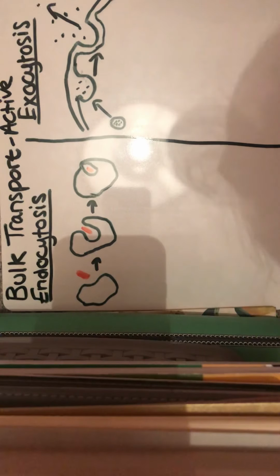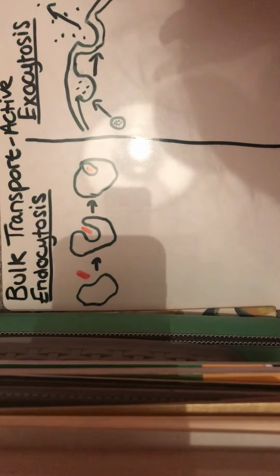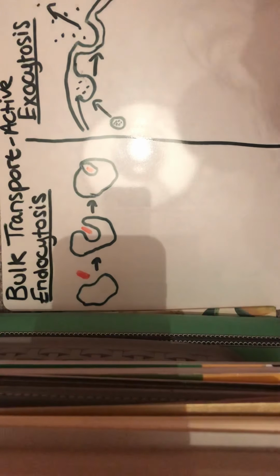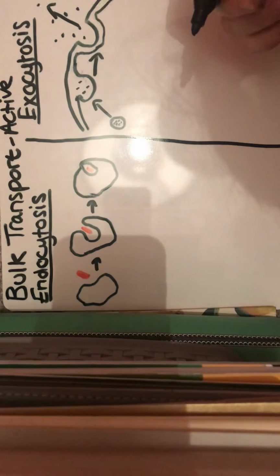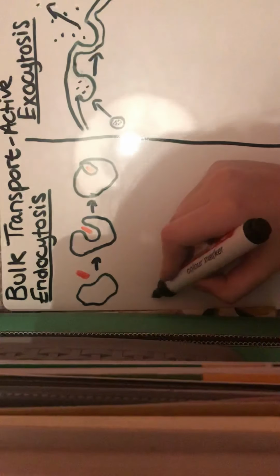They don't pass through the plasma membrane. Instead, a segment of the plasma membrane surrounds and encloses the particles and brings them into the cell in a vesicle. So this can also be called phagocytosis.